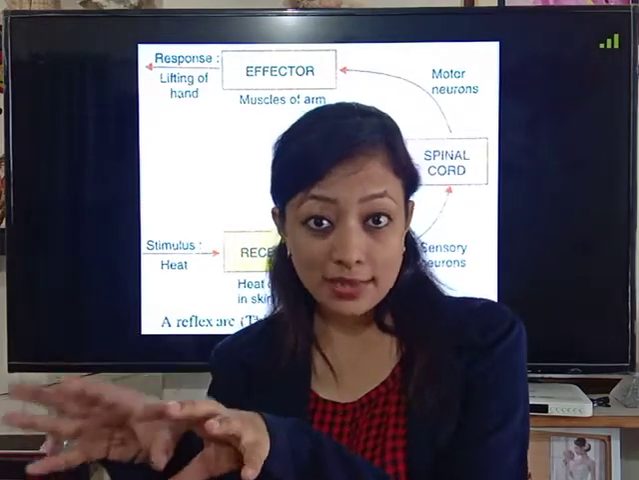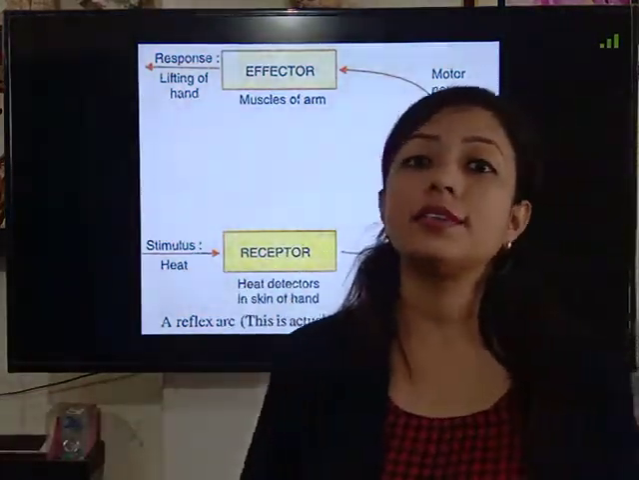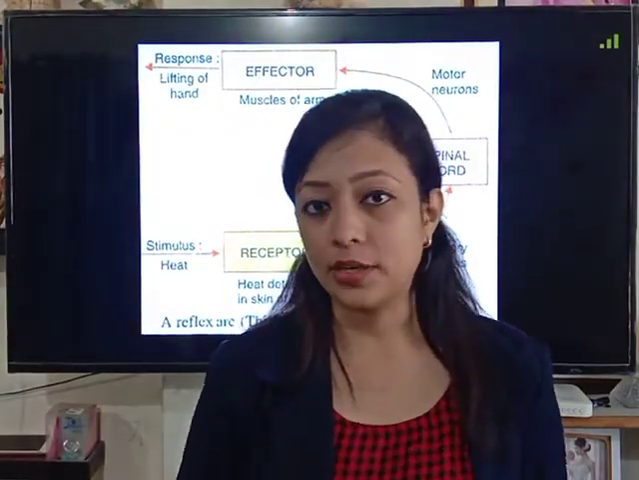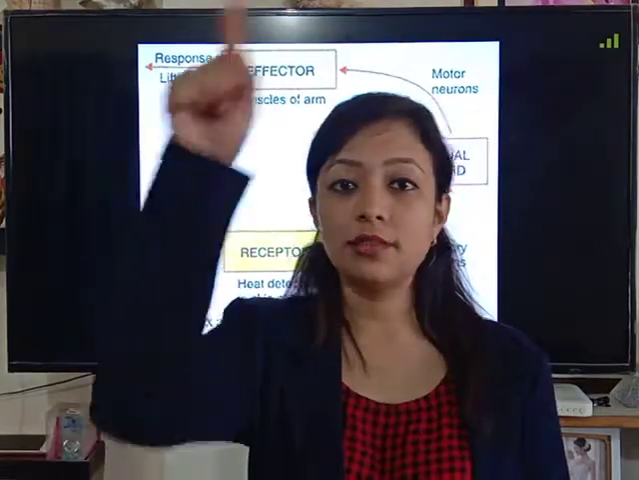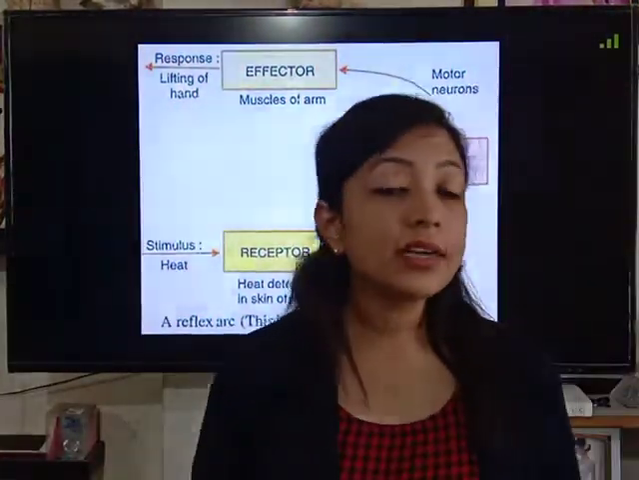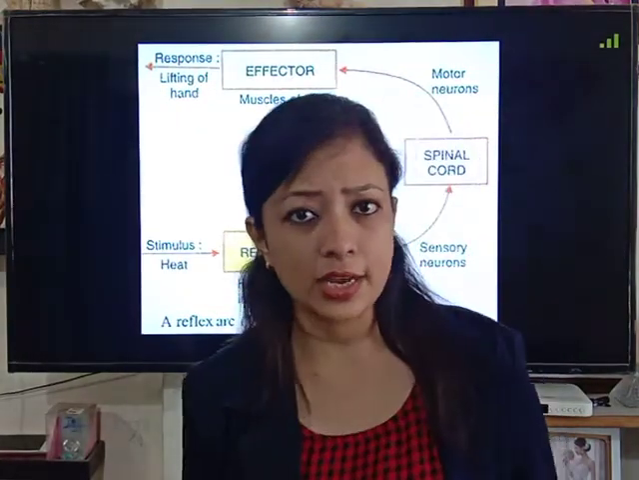Now what happens when we touch any hot utensil, this message of the hot utensil is received by the receptors present in our skin, which detect the change in temperature, and hence this message travels up to the central nervous system but not the brain. ये message spinal cord तक ही पहुंचाया जाएगा.